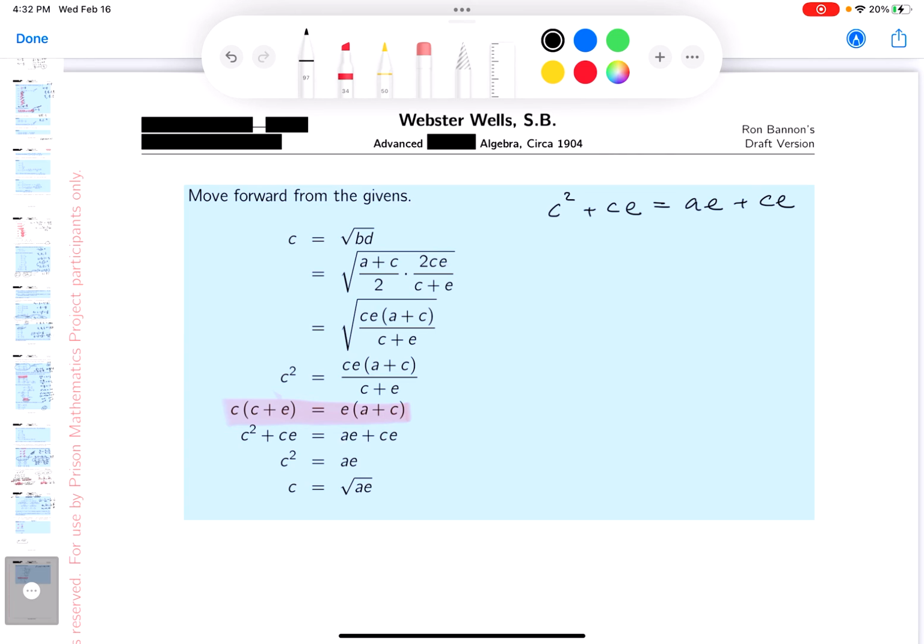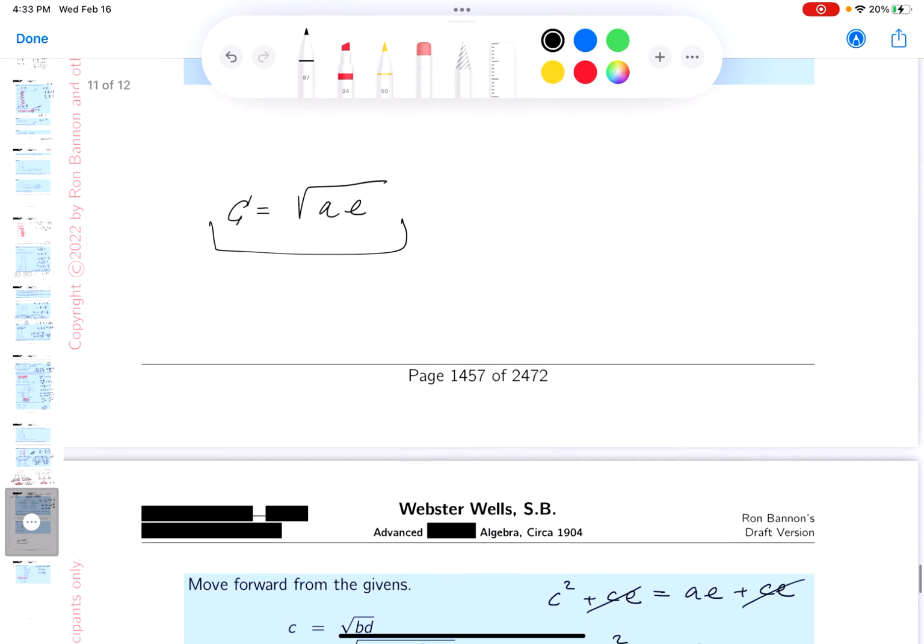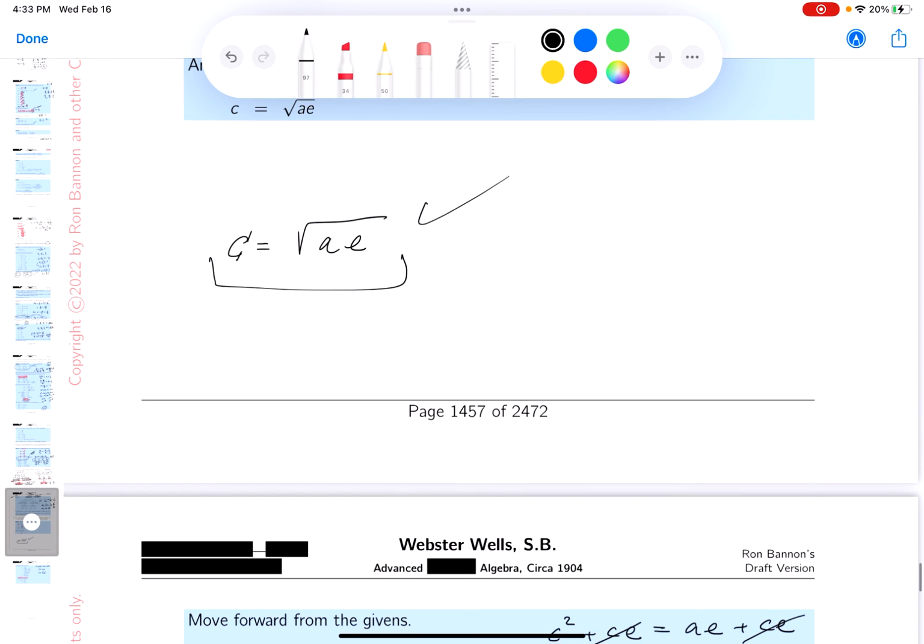Well, isn't that convenient? Because what happens now? I'm going to subtract that from both sides. So c squared is equal to ae. Well, that means c is equal to the root of ae. That's what we need to show. We did it. We got it done.